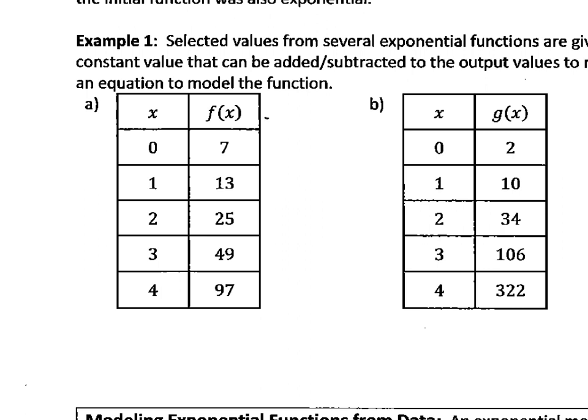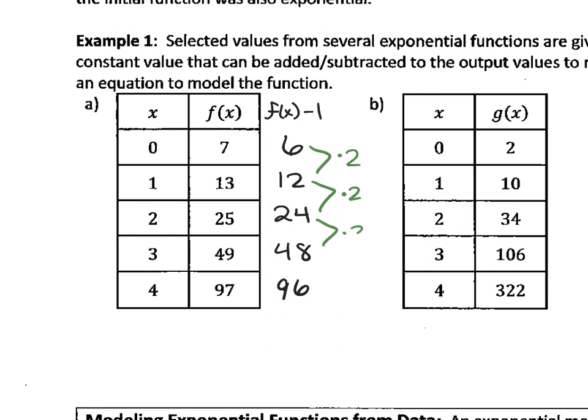What if we just took this output value and we subtracted 1? Okay, don't overthink it. What's 7 minus 1? What's 13 minus 1? 25 minus 1? 49 minus 1? 97 minus 1. What's happening with these numbers as I look for that proportional growth pattern? How do you get from 6 to 12? Times 2. And 12 to 24? 24 to 48? 48 to 96. So we do actually have an exponential function here.